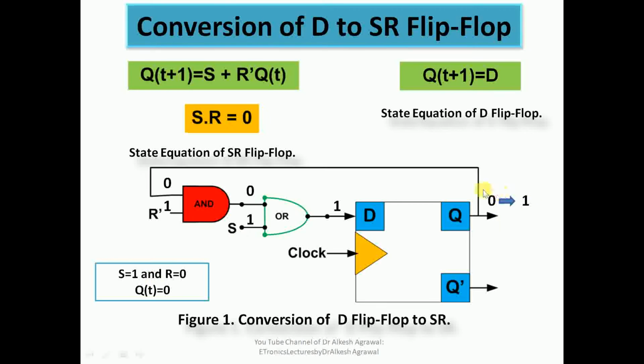So we assume that Qt is 0. When Qt is 0, through feedback this input is 0, and we have assumed that we are giving S is equal to 1 and R is equal to 0. When R is equal to 0, this R complement is 1. So through this AND gate, 1 and 0 is 0. At the input of this OR gate, one input comes to be 0 through this AND gate, and we are giving S is equal to 1. So when S is equal to 1, 1 ORed with 0 gives 1.